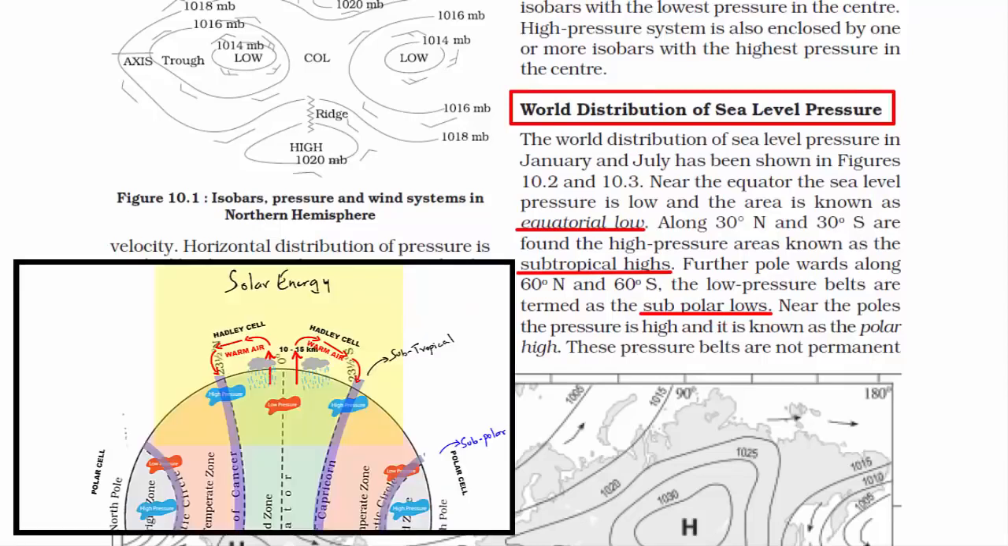Now going forward, we are going to read about equatorial low, subtropical high and subpolar low. So these are all high pressure and low pressure belts that are located on the Earth's surface at various latitudes.